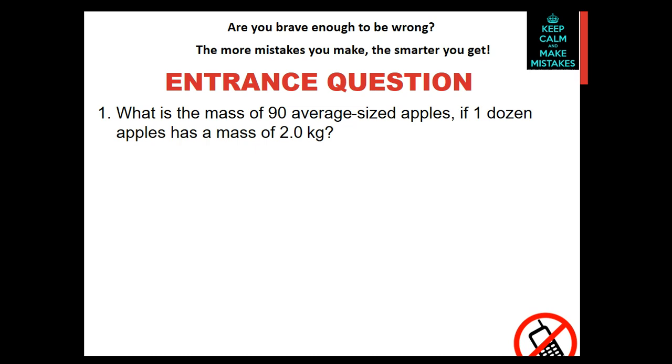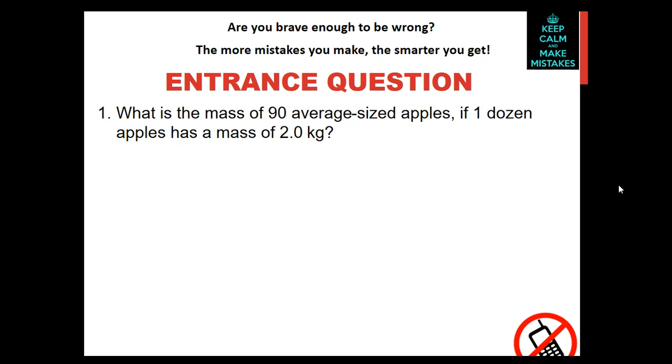So here's our first question. What is the mass of 90 average-sized apples if 1 dozen apples has a mass of 2 kilograms? So first you need to determine what is my given here and what is a conversion factor. Well, if it says something like per or for every something equals this, that is a conversion factor. It's something per something, okay?